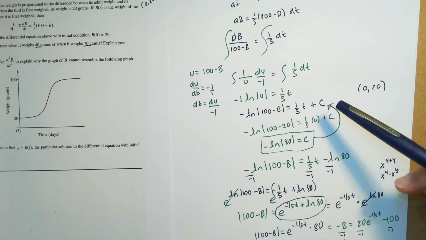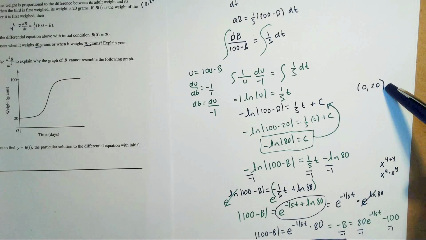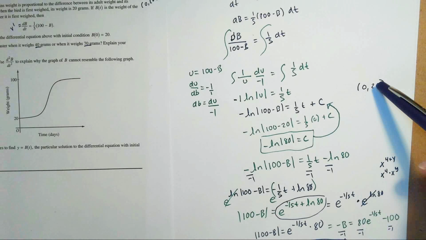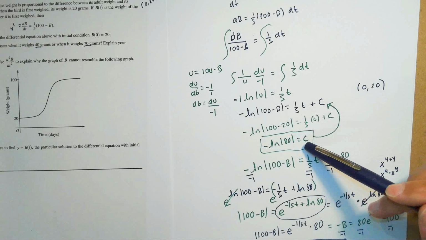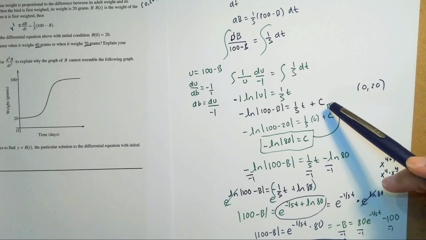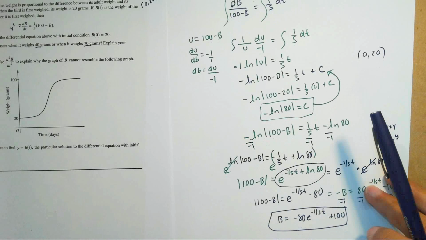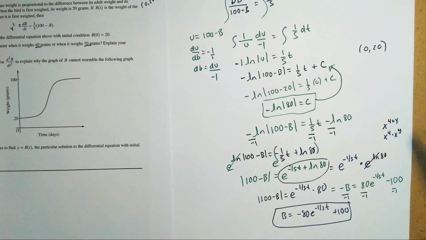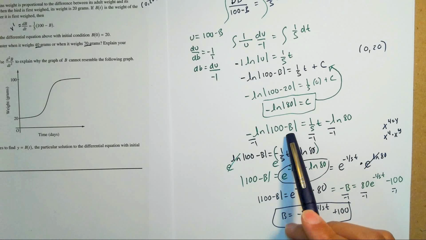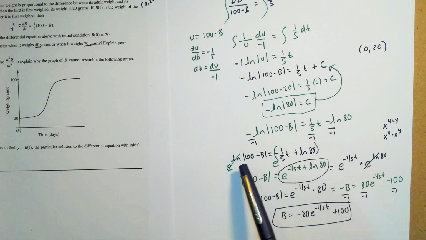But we do know what it is if they give us a coordinate, and that's called a particular solution. So we're going to plug in 0 and 20 into the expression and solve for c. And then once you find the c, you're not done because you have to plug this back in. And the last step on the AP calculus problem is they're going to ask you to solve for this variable inside of the ln, which is b. So get it alone by putting e to both sides.